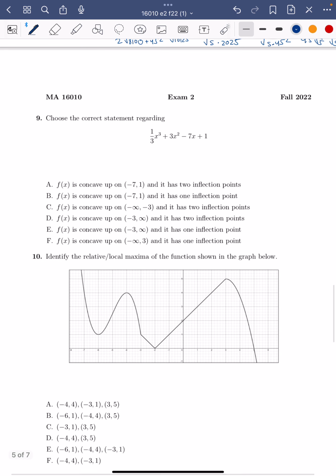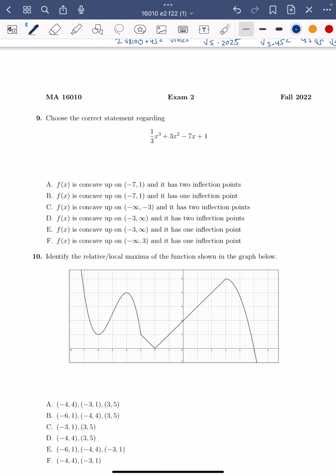Choose the correct statement regarding 1/3 x cubed plus 3x squared minus 7x plus 1. So we should look at the answers to determine the correct answer for this one, because we're looking for a common theme between the answers. We can see that all of these answers have something to do with concavity.